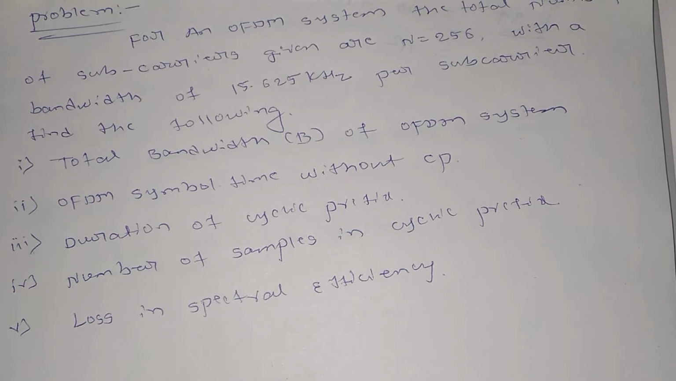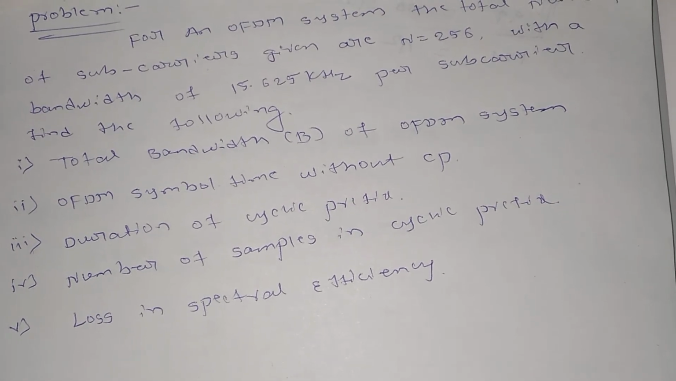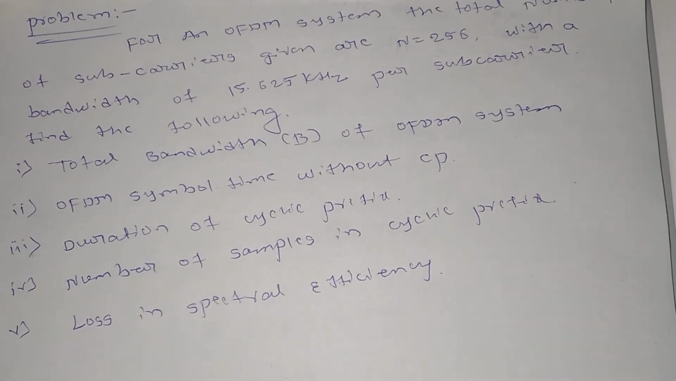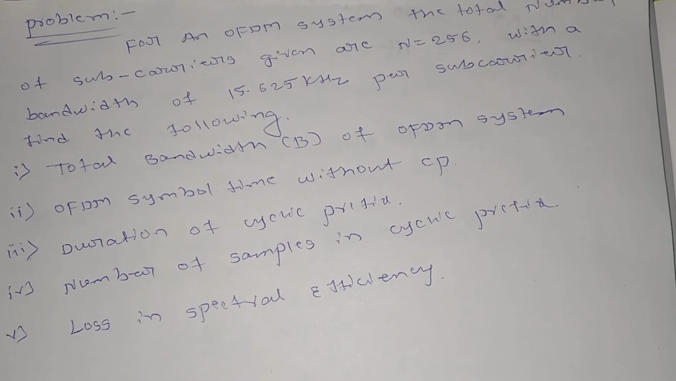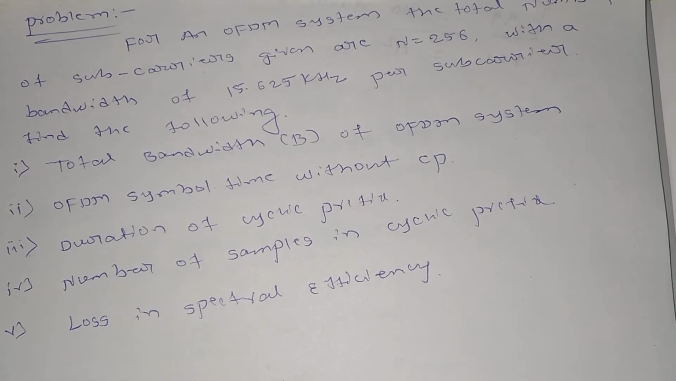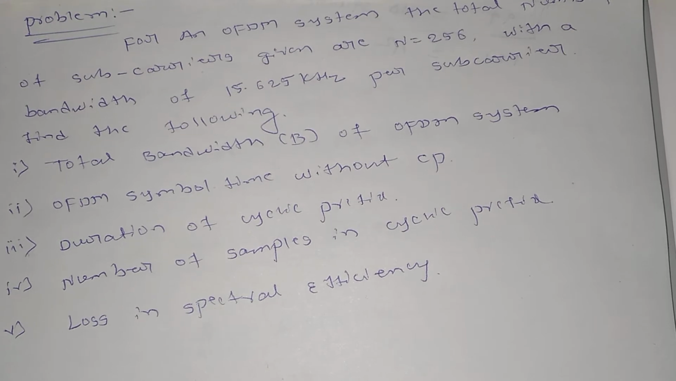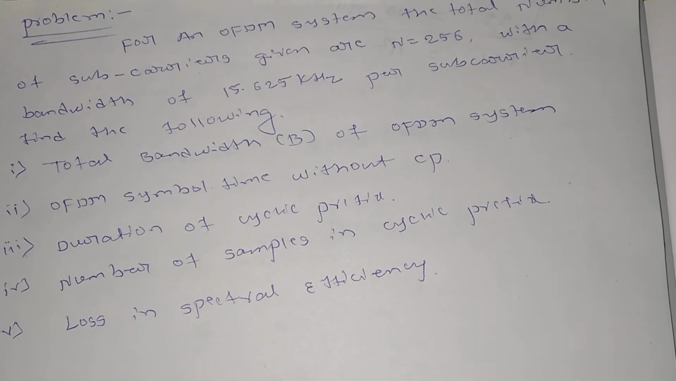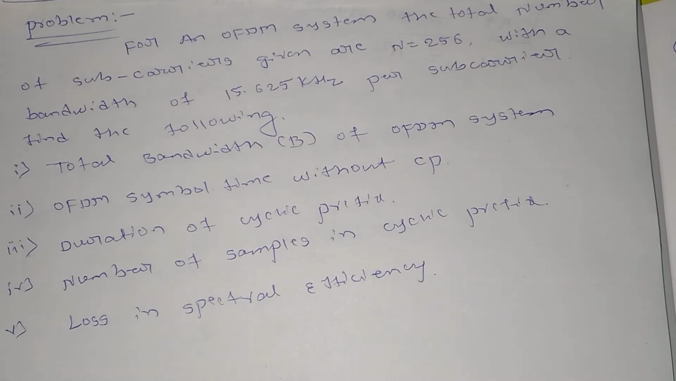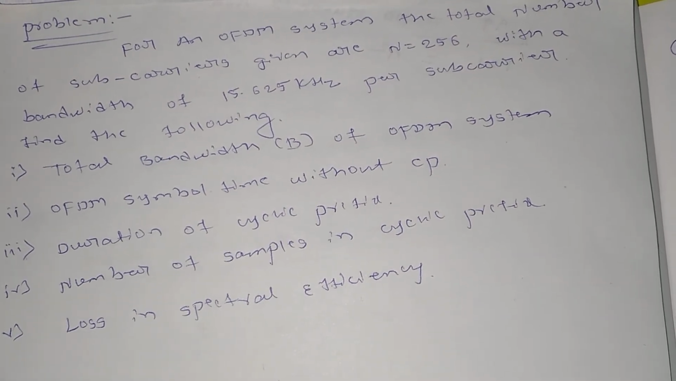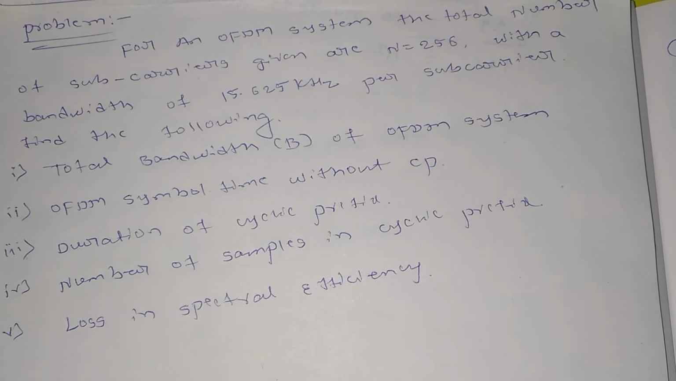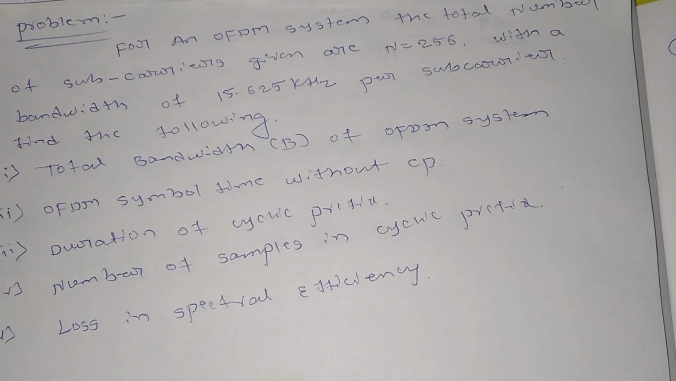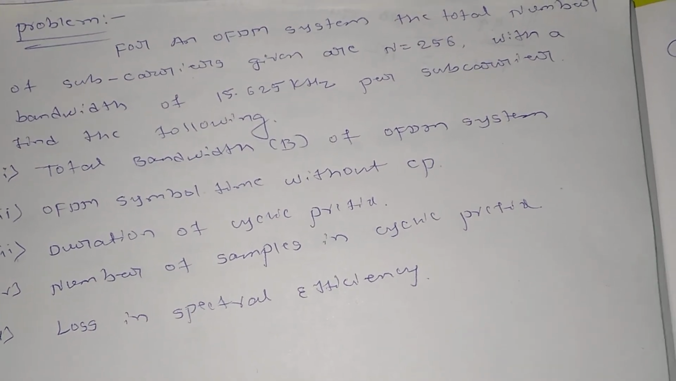The total bandwidth B of the OFDM system, second, OFDM symbol time without cyclic prefix, third, duration of cyclic prefix, fourth, number of samples in the cyclic prefix, and the last one is loss in spectral efficiency. So these are the things which they are asking, and they are given only two data here: the number of subcarriers and the bandwidth which is given to one subcarrier.